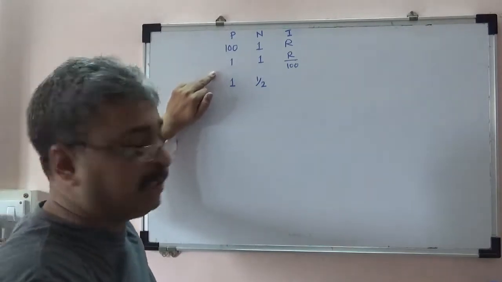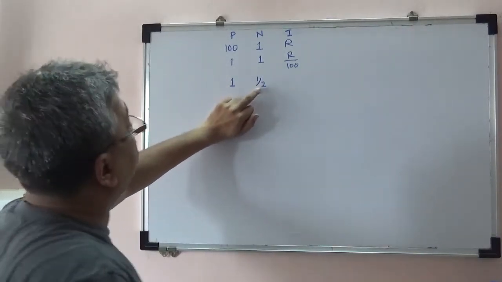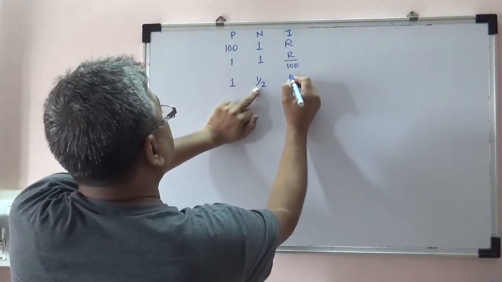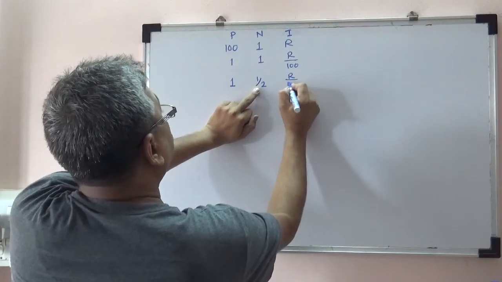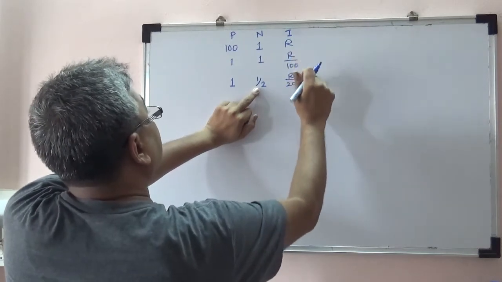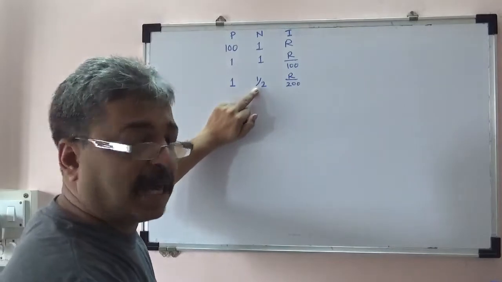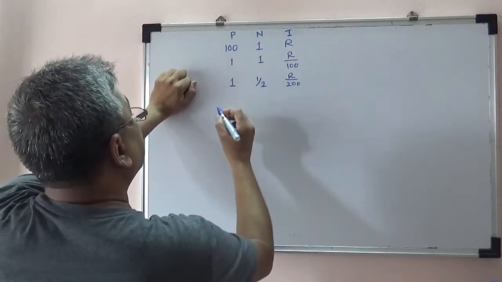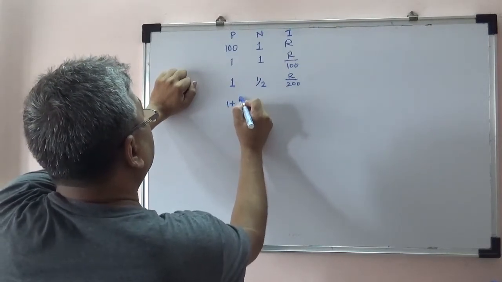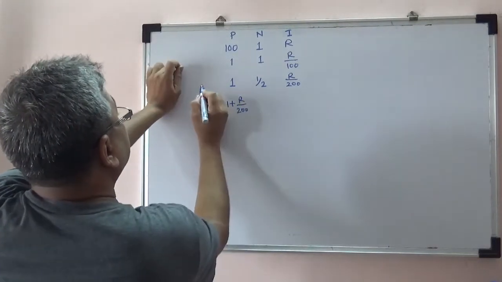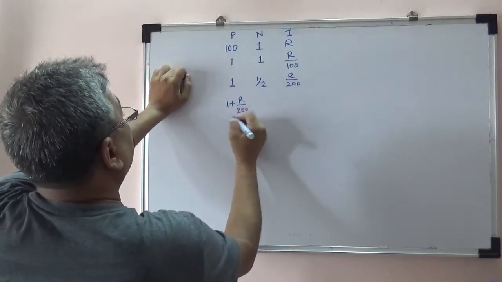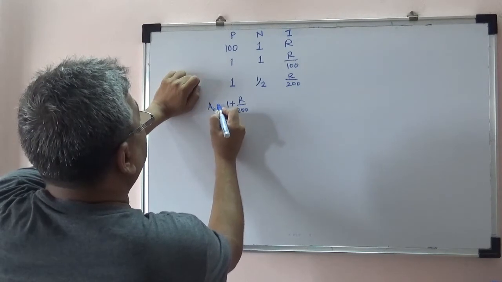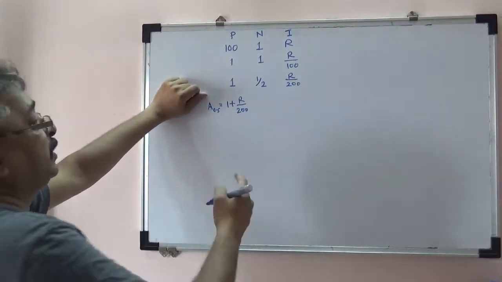That means I am keeping the money only for 6 months. If I keep this money for 6 months, how much interest will I get at the end of 6 months? It is R upon 200. It is exactly half of this. R upon 200 will be my interest after 6 months. And now I keep this amount back, 1 plus R upon 200. Let us call this amount as principal, which is A 0.5. This is our principal for next 6 months.